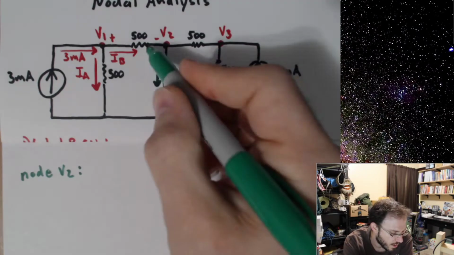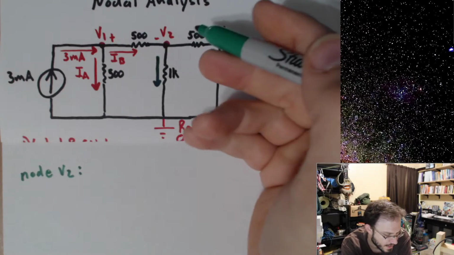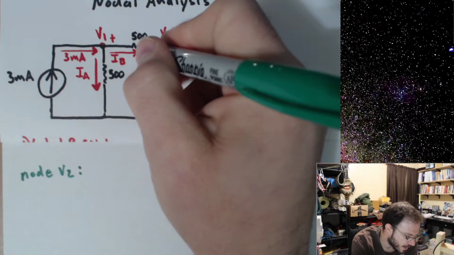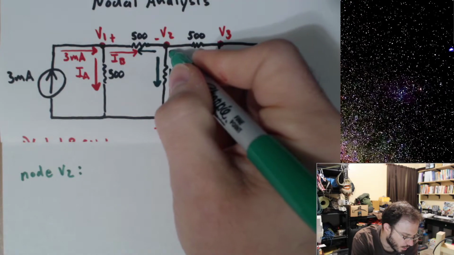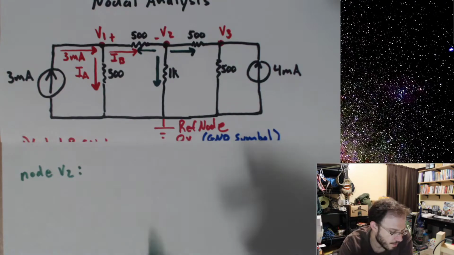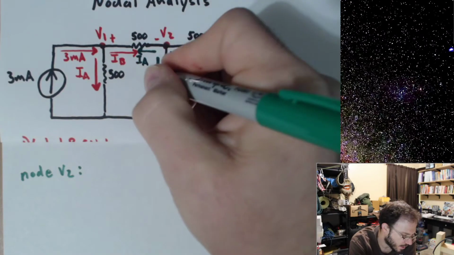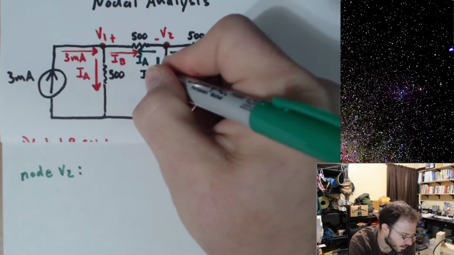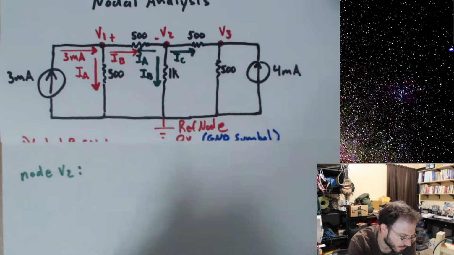Now, as for the current going through this 500 ohms, again, I can pick it to go to the left, to the right, doesn't make any difference. I'm going to pick it to go to the left, and I'm going to pick this other one to go to the right. Okay, so I picked my current directions. Now I need to label these guys. I'm going to call this IA, I'm going to call this IB, and I'm going to call this IC.